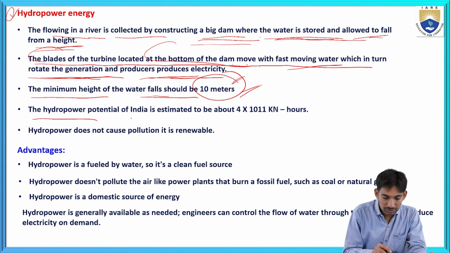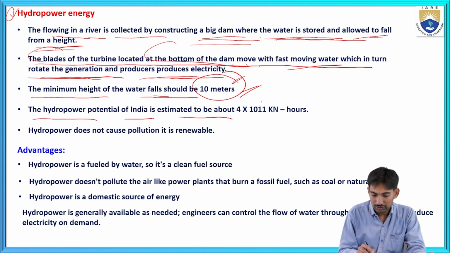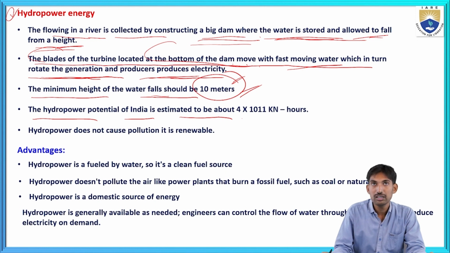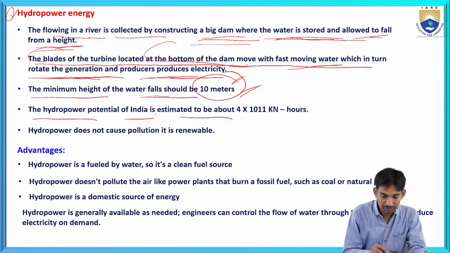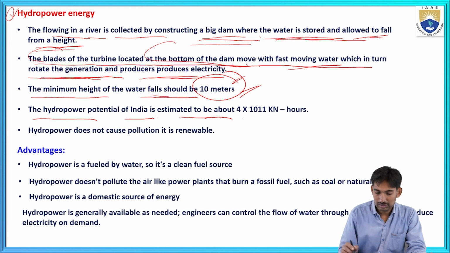The hydropower potential of India is estimated to be about 4 into 10^11 kilowatt hours.